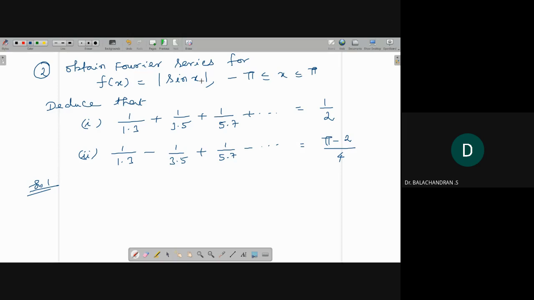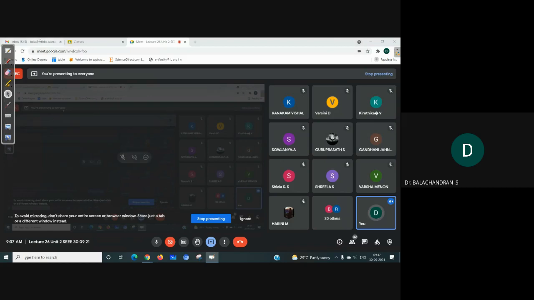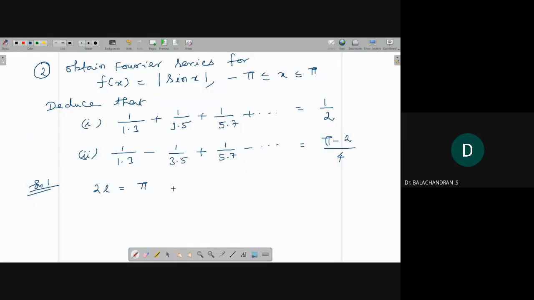Now we know that the modulus of sin x, the modulus of any function is what? Odd function or even function? Even function, yes, that is correct. So 2L equal to 2 pi, this implies L equal to pi. So f of x equal to mod sin x is an even function.